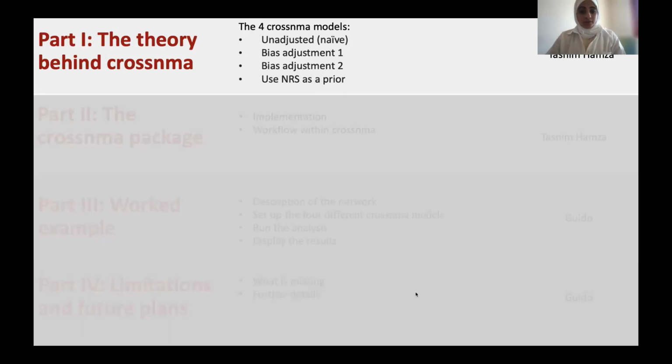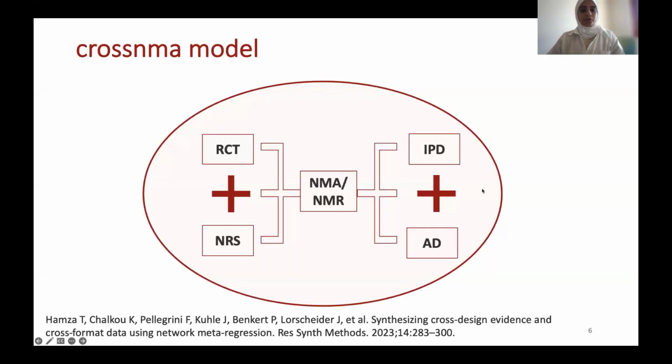So now to the first part of the webinar, I would like to start by defining what we mean by Crossnma model. The Crossnma is a recent extension of the traditional network meta-analysis model that allows for synthesizing data with different formats, and which can come from individual participant data, IPD, or aggregated data, the data you get from the publication. And this data can be collected from randomized clinical trials, RCTs, or non-randomized studies. We have introduced these Crossnma models in a new article that has been published recently in Research Synthesis Methods.